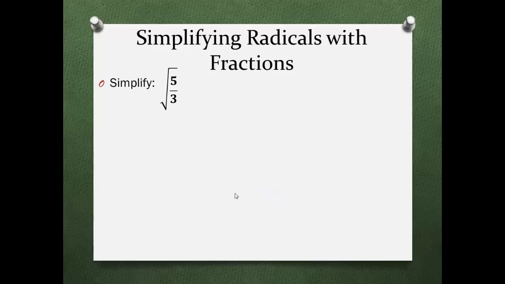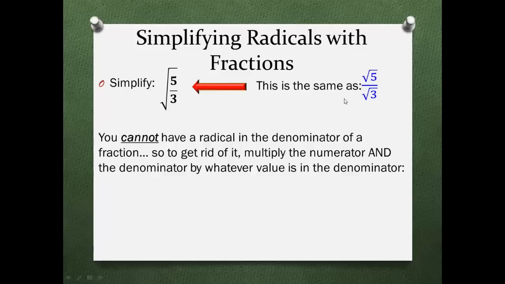All right, now let's say you have a fraction under the radical. What do we do? It's actually pretty easy. We go ahead and say that the square root of 5 over 3 is the same as saying the square root of 5 over the square root of 3. Okay? Now, there's a rule with this. You absolutely cannot have a radical in the denominator of a fraction.